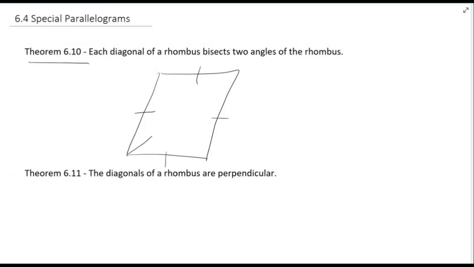And this theorem tells us that if we draw the diagonal, the angle with which the diagonal goes through is going to be cut into two equal parts, meaning this angle is congruent to this angle, and this angle is congruent to that angle, right? So to review, bisects means to cut in half, right? So it splits those angles in half.